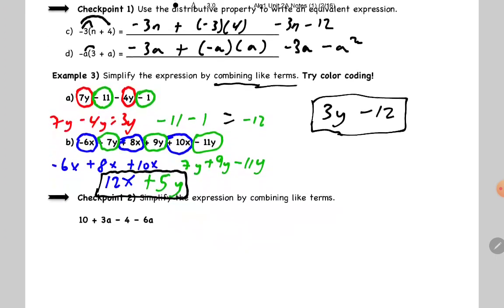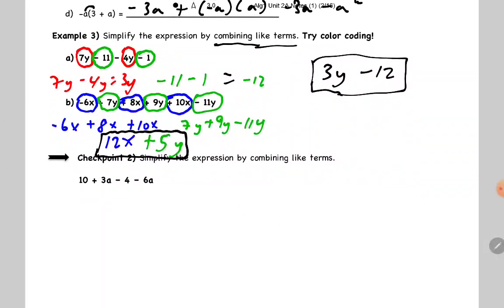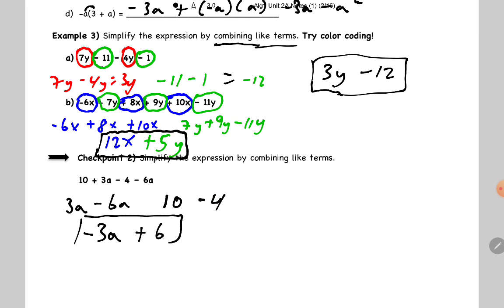Simplify the expression by combining like terms. Okay, now I'm going to do it without colors. So this one has an A, that one has an A. I have 3A minus 6A. And then my constant terms, 10 minus 4. So remember, constants have no variables, no letters. So 3A minus 6A is negative 3A. And then 10 minus 4 is positive 6.